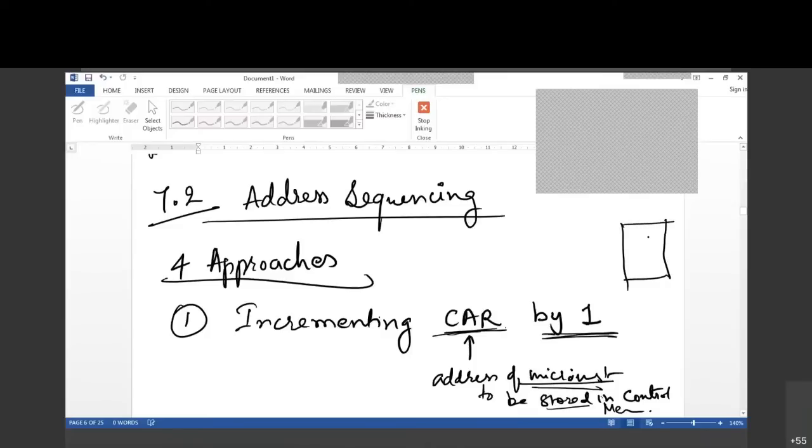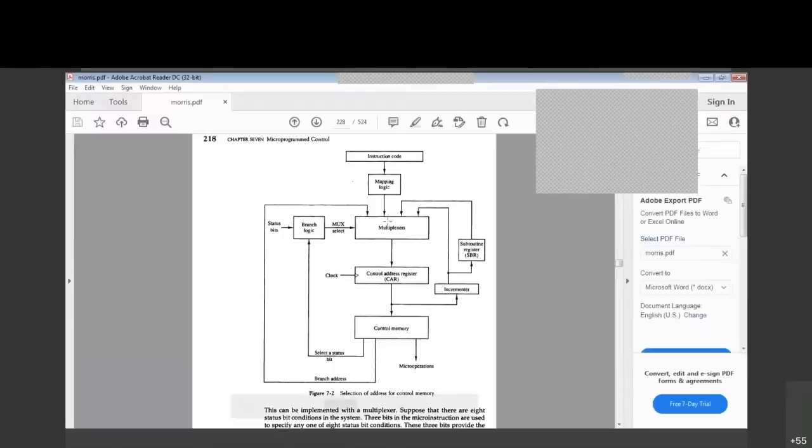if my current instruction, suppose this is my instruction, if this is stored at address 100, my CAR would be incremented by 1, and whichever instruction is mentioned over here at the next address would then be loaded to the control memory. Why? Because CAR is incremented by 1. So this is the first approach. Let us see it through this diagram.